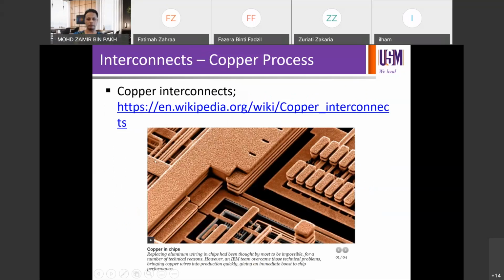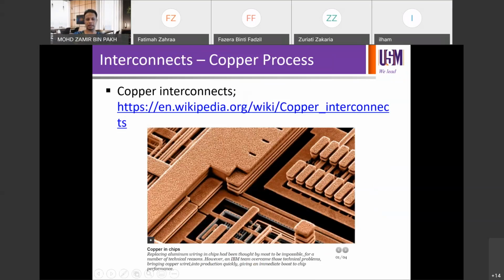Another example of copper interconnect, you can just click this link on Wiki. So this is actually from Wiki. This is how it looks like. It's very neat here, neat interconnections, very nice, very beautiful. So it's copper on your chips, right?